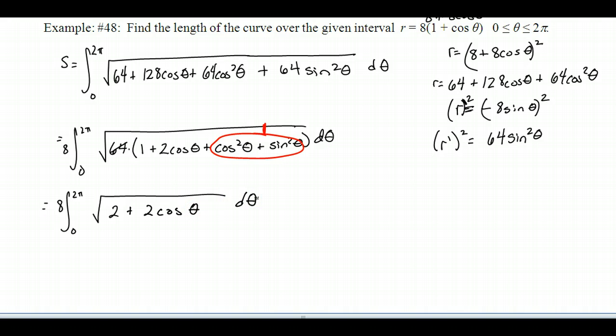From here we could potentially factor out another 2. I don't really care at this point if you do or if you don't. No matter what, we're not going to be able to integrate this, because if our u value is cosine theta, I don't have a sine here, so I can't just multiply in a variable. So once you simplify the integral, from here you do have to use your calculator.